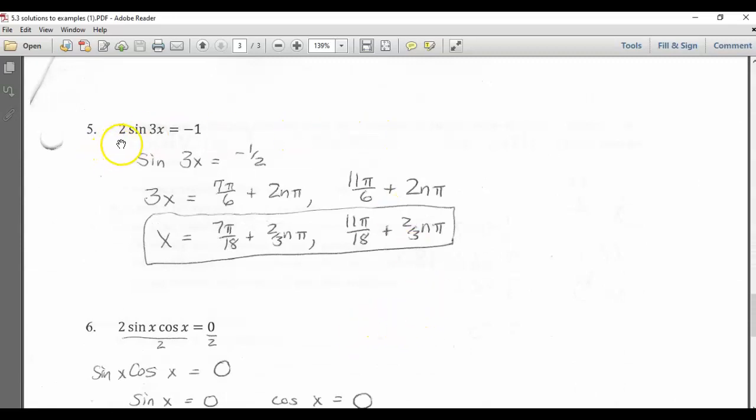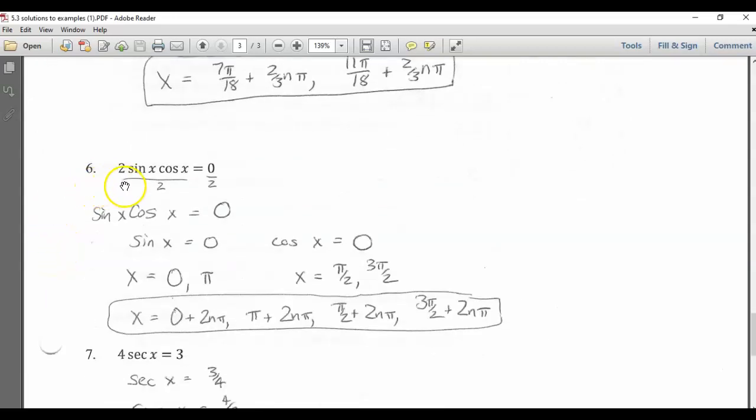Example 5. Now here, when we isolate the trigonometric function, we get that the sine of 3x equals -1/2. So here, the thing that we're taking the sine of isn't just x, it's 3x. So it's 3x that can equal 7 pi over 6 plus any integer multiple of 2 pi, or 11 pi over 6 plus any integer multiple of 2 pi. And then dividing both sides by 3, we get that x equals, notice we've divided by 3, so 7 pi over 18 plus 2/3 n pi, or 11 pi over 18 plus 2/3 n pi.